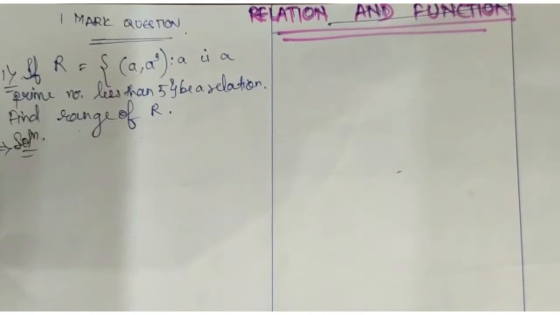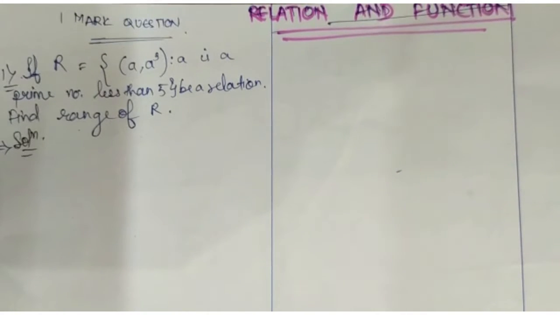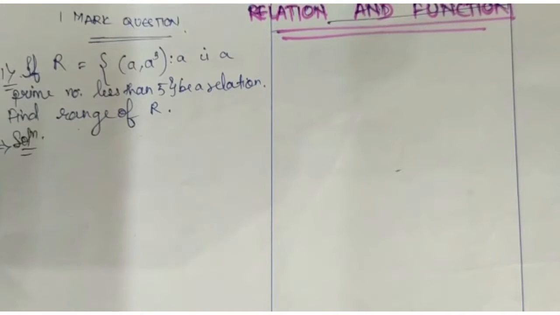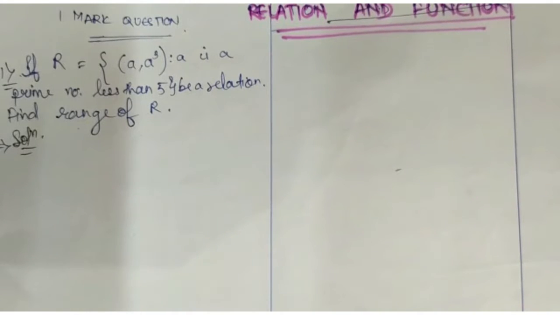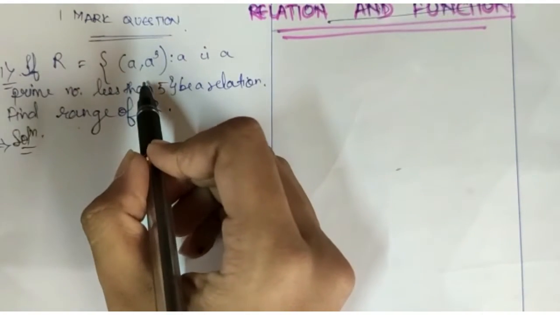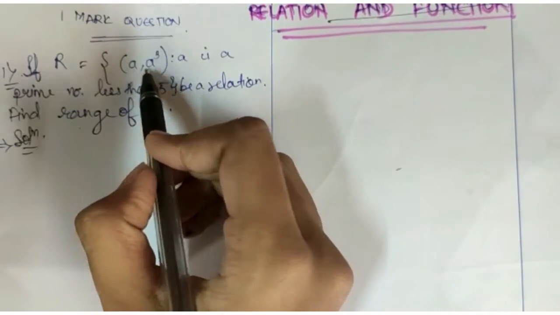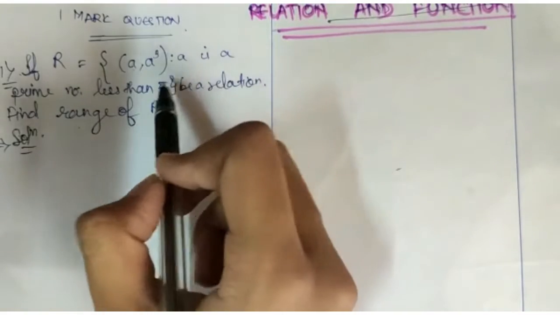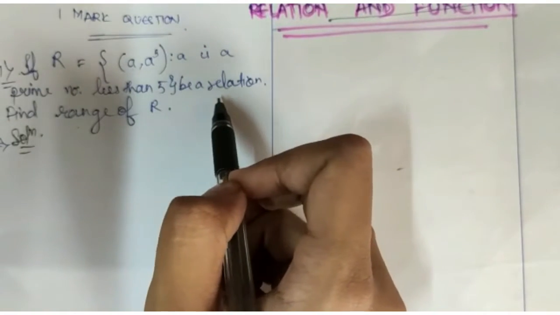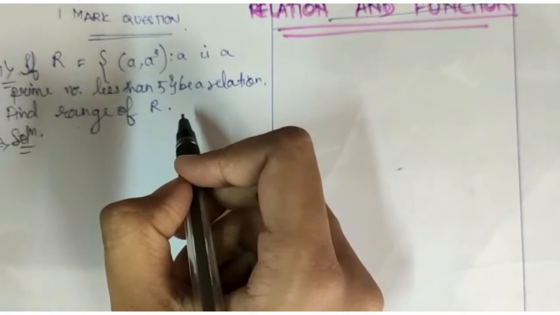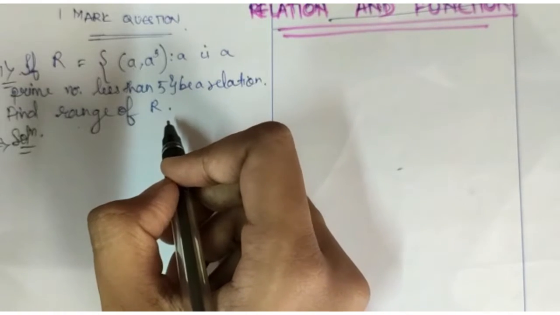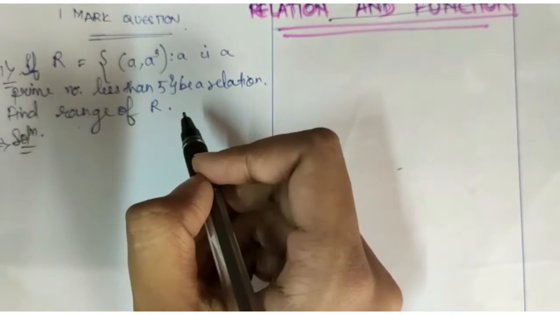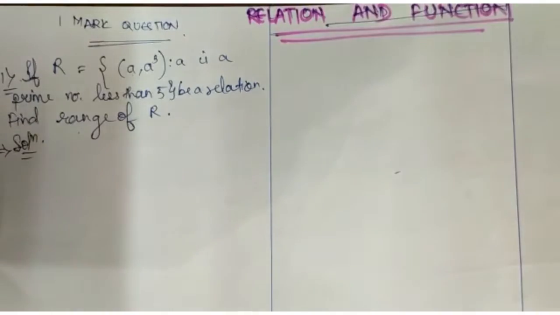Everyone, starting off with my second video on relations and functions. So this is a very first sum. The question is given over here: if R is equal to {(a, a³) such that a is a prime number less than 5} be a relation, then find the range of R. These are very simple questions, 1 mark questions.